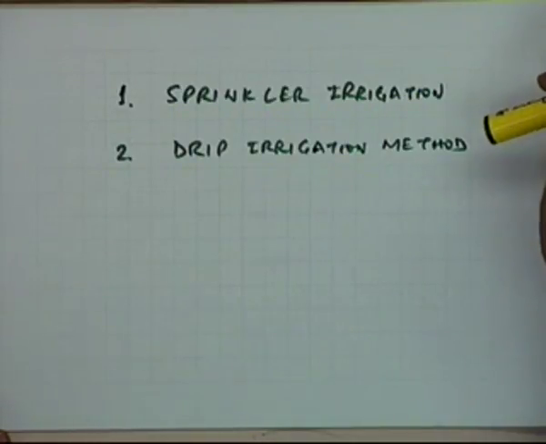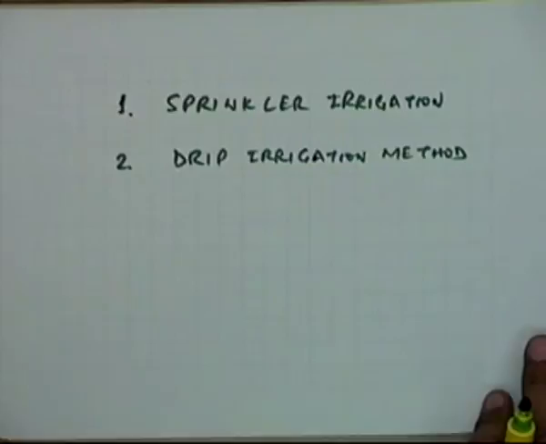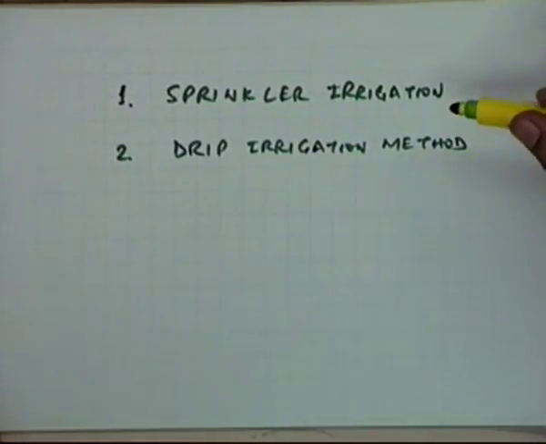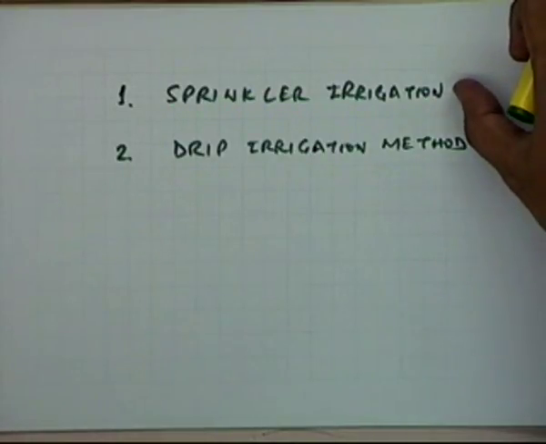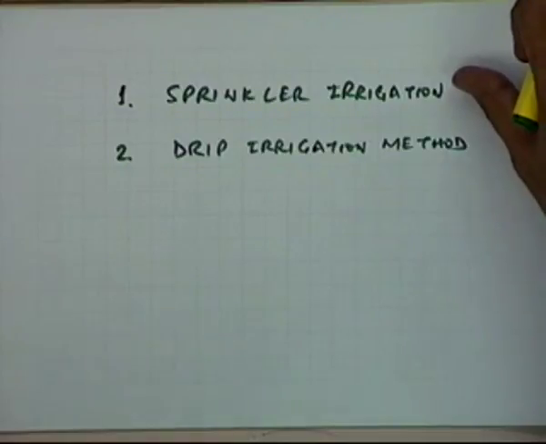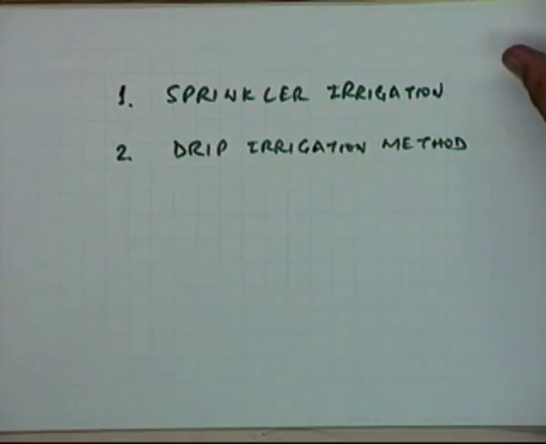These two methods came into being basically because of the scarcity of water. That was the basic reason that people thought of different ways of saving water, and by doing so they felt that if they use sprinkler irrigation in comparison to the drip method, the saving is not much. That has been found later on, but the intention was to save water. That was the first intention.